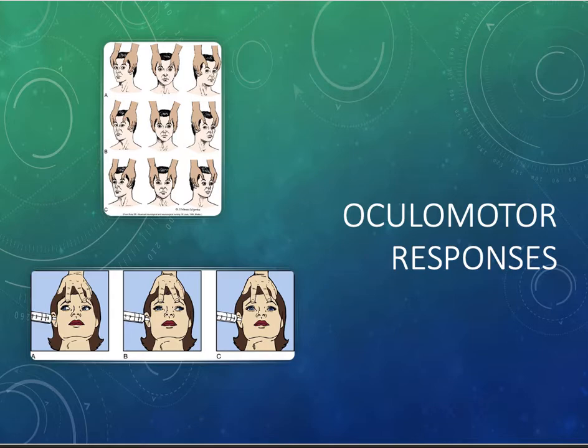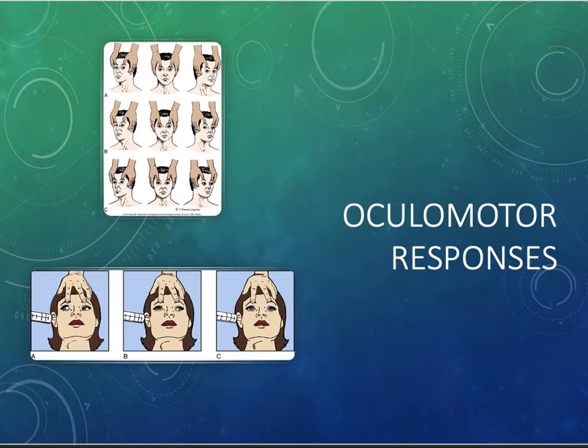And it is to not have doll's eyes where the eyes move with the head and stare straight ahead and don't change. That is a sign. So that would be a negative doll's eyes. And that's a sign that your brainstem is not intact.